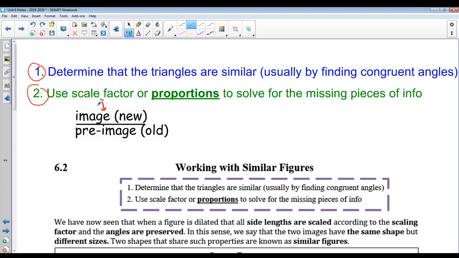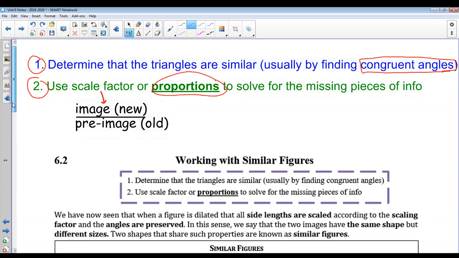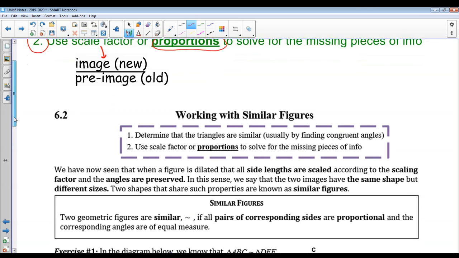So to solve for missing sides of similar triangles or any similar figures, we first need to determine that the triangles are similar. And the easiest, most efficient way to do that is by showing that the angles are the same, just like I did in the last example. So if the angles are the same, it means that the triangles are similar. There was a dilation. And then we're going to use either the scale factor, so the new divided by the old, which we did last class, or proportions, which are not a new idea, but new as far as what we're learning now, to solve for the missing pieces of information.